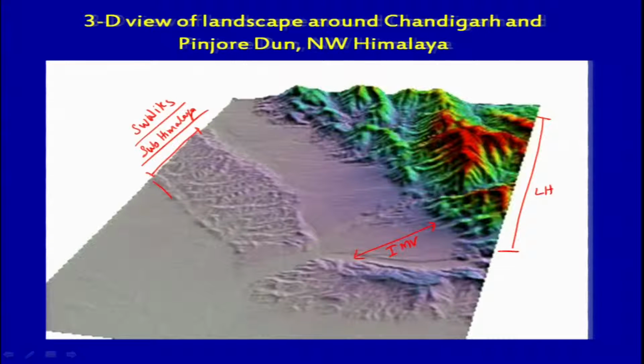So the contact here, as we were talking about, this is the contact which is marked by Himalayan frontal thrust. So this side is your Indo-Gangetic plain, and from here you start having the Himalayas. Okay.